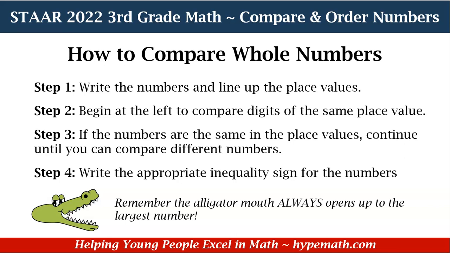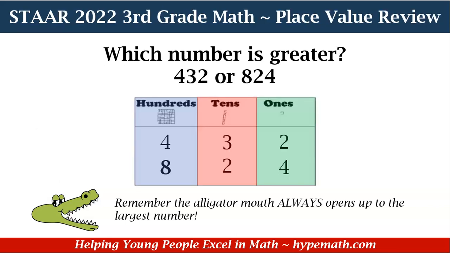Remember, the alligator mouth always opens up to the largest number. So let's look at some examples. Which number is greater, 432 or 824? So what we said we had to do with step 1 is we're going to line up the numbers and we're going to start from the left and then move to the right. Okay, always start from the left and then move to the right.